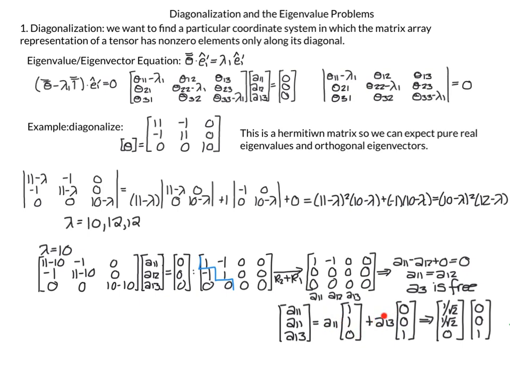It needs to be its own vector because it can do whatever it wants. It's not dependent on A11 or A12. So A13 is equal to 0, 0, 1. So normalizing this vector, we have 1 over square root of 2, 1 over square root of 2, 0, and then 0, 0, 1. These are our two eigenvectors associated with lambda equals 10.